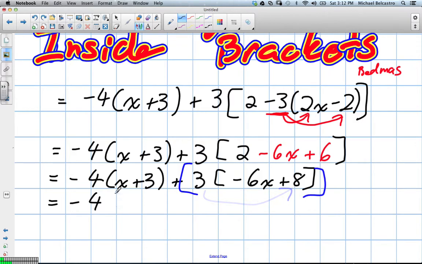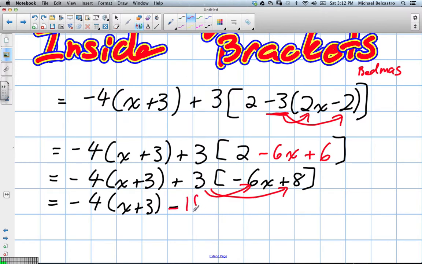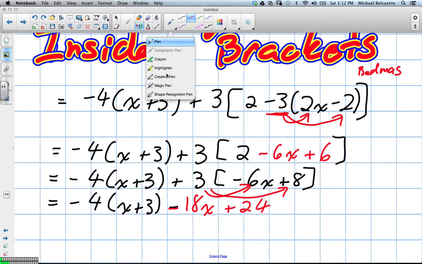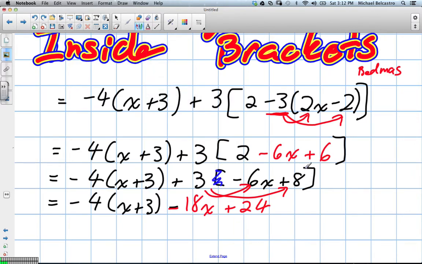So we still have -4 times x plus 3. Now, we distribute this value. What is 3 times -6x? -18x. It's negative, I'll do it in red, -18x. And what's 3 times +8? +24. So notice again, the brackets have dropped off, and we're just left with those terms. But now we have this set of brackets which we need to work on. So let's work on that set of brackets.